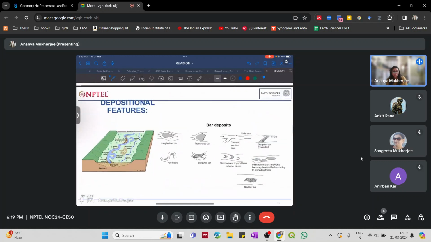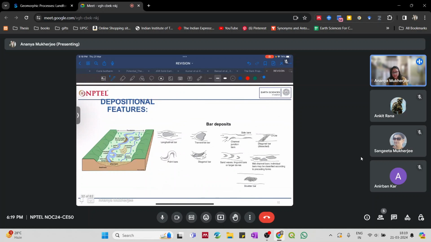So some depositional features: as we know, the flood plains associated with the river are made up of different kinds of depositional features, like natural levees and meander scars that we saw. The oxbow lake, if it dries up, what you are left with is a portion of the past meander. That is a feature that we see in the floodplains. Also oxbow lakes are there.